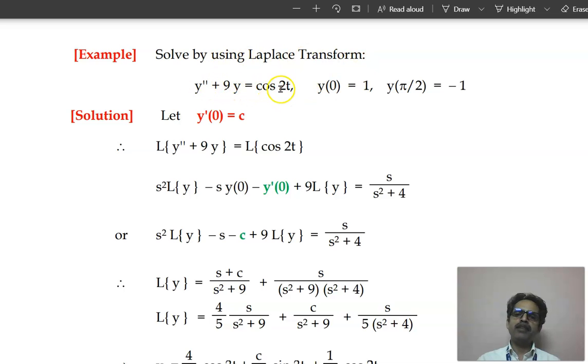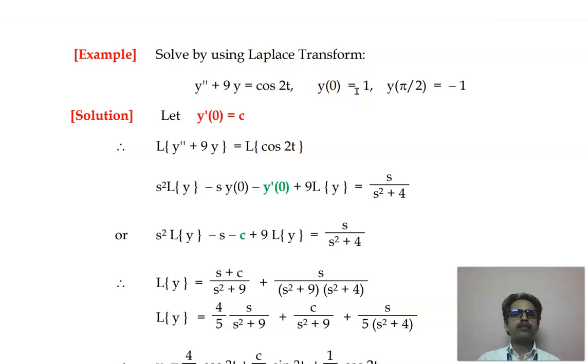We have a differential equation of second order. We have a condition. What do you mean by first condition? Value of y is 1 when t is equal to 0. What do you mean by second condition? Value of y is minus 1 when t is equal to pi upon 2.